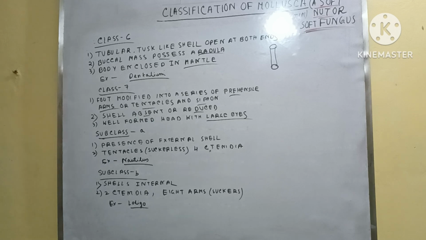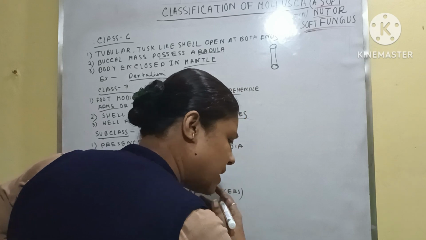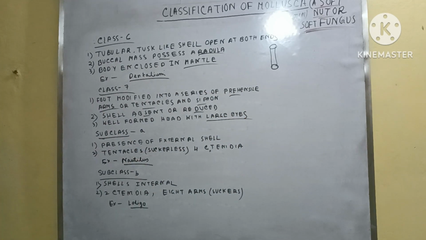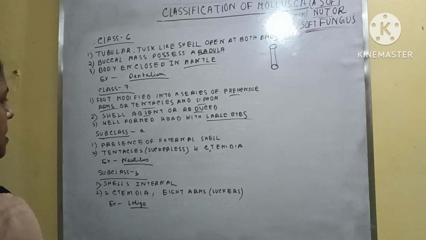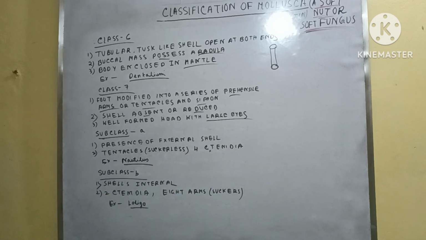Under this class, Cephalopoda, there are 2 subclasses. One is the Nautiloidea, another is the Coleoidea. Nautiloidea, that is obviously extinct. No, this is not extinct. This is living. Example is Nautilus, and here the arms are without suckers and 4 ctenidia are present. And the external shell is seen.